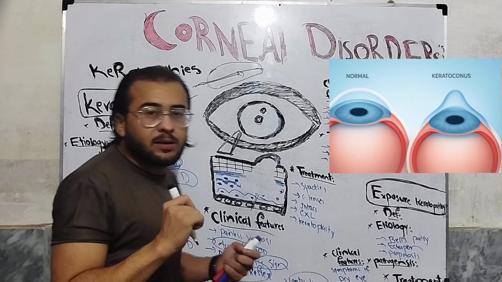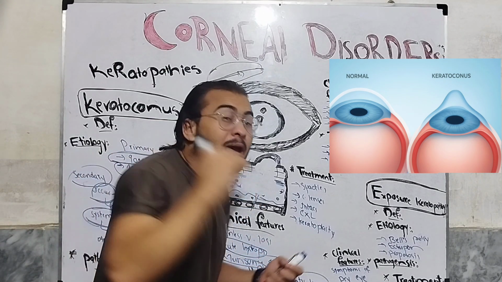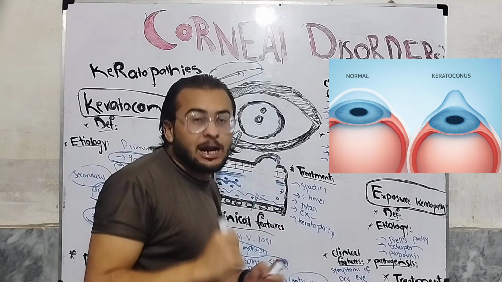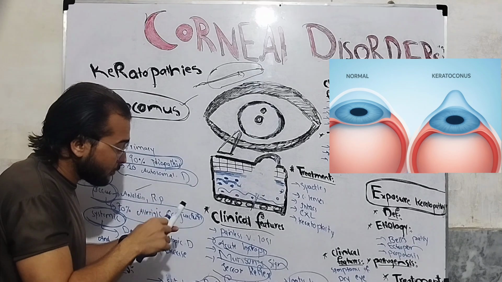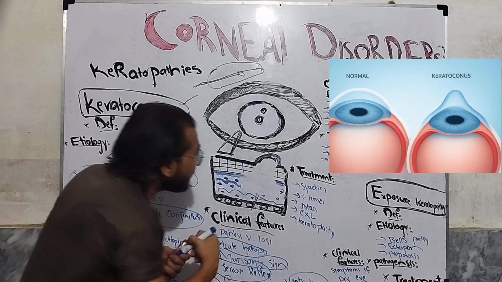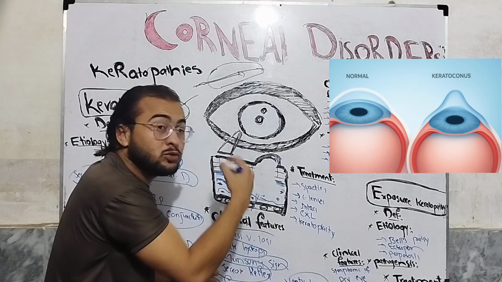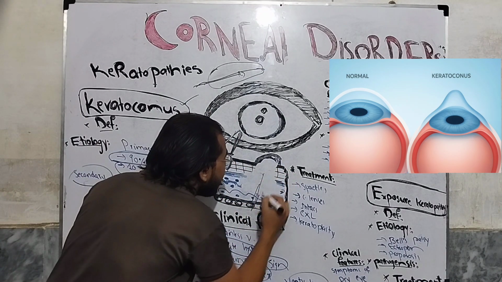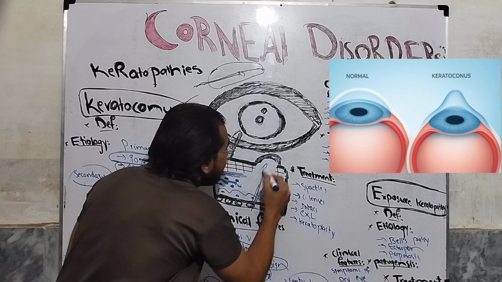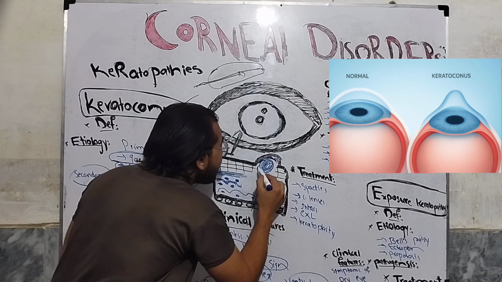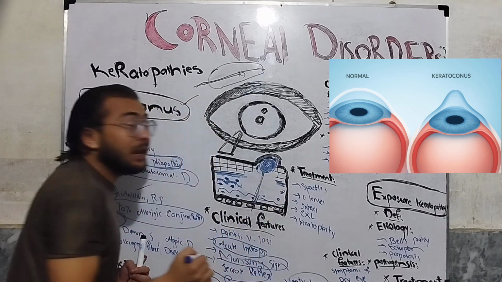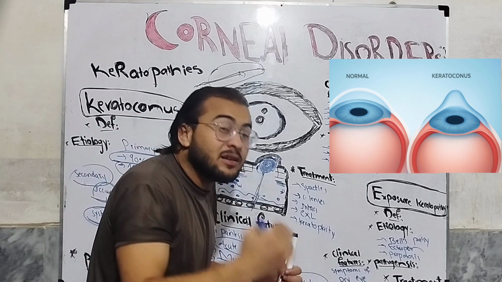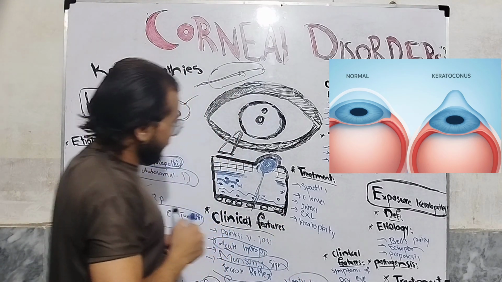But remember, there can be a sudden and painful visual loss if there is a phenomenon called corneal hydrops. In corneal hydrops, there is a sudden fluid rush into this pocket of the keratoconus. The fluid accumulates in this pocket. When the fluid suddenly rushes into this pocket, it is called corneal hydrops and it causes sudden painful visual loss.